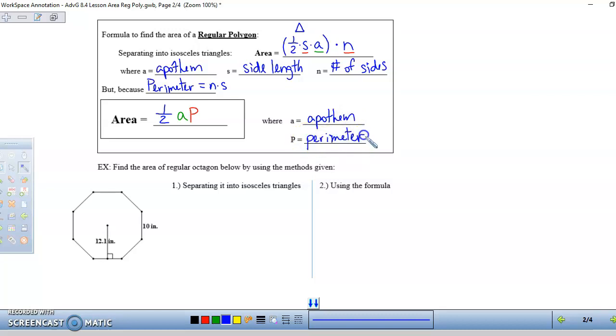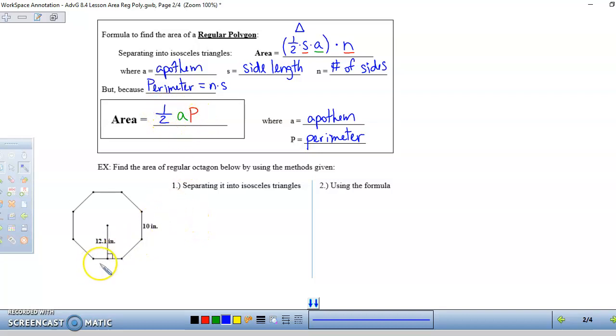So 1/2 AP is what you hear us say all the time. But just to show you how this works again, we're going to find the area of this particular shape in two different methods. The first method is splitting it up into triangles and multiplying by how many triangles there are. The second is using our condensed formula.